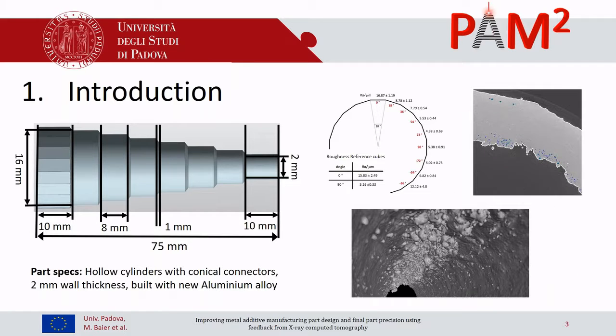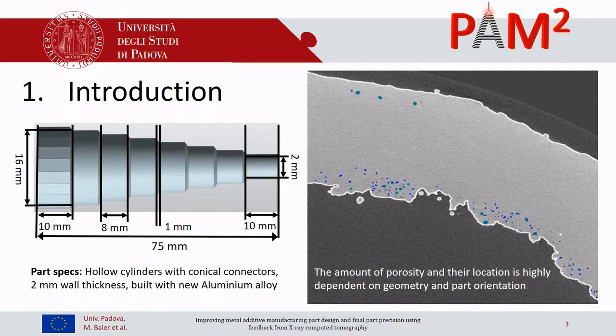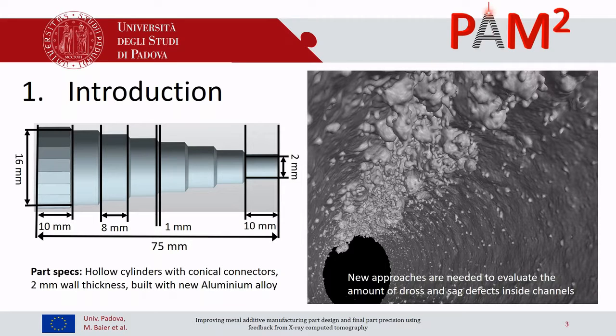Another aspect is that you can have quite located porosity, which might be due to a bad overlap in the hatching or other problems during the process, or also the design and the alignment. And another effect is, of course, we definitely need new approaches to assess this kind of artifacts and defects we see during the production, and maybe to compensate for them already during the design stage.